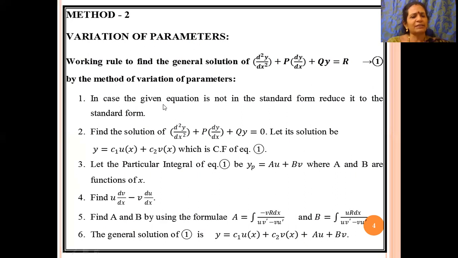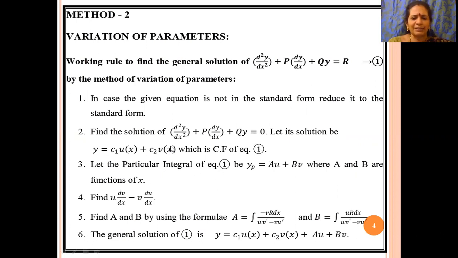First step is, in case the given equation is not in the standard form, reduce it to the standard form. Now coming to the second step, find the solution of d square y by dx square plus p into dy by dx plus qy is equal to 0. If it is equal to 0, r is replaced by 0, but the LHS should be in the form of our linear equation of second degree with variable coefficients. Let its general solution be y is equal to c1 into u of x plus c2 into v of x, which is the complementary function of equation 1.